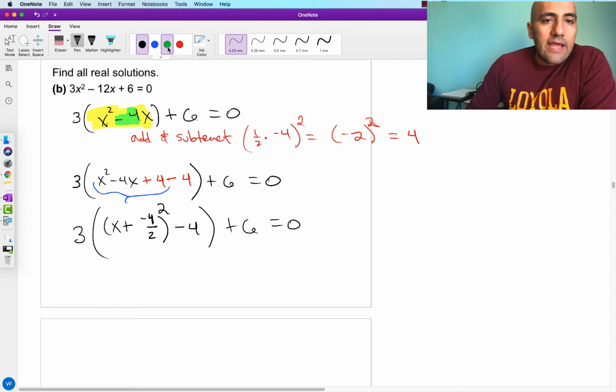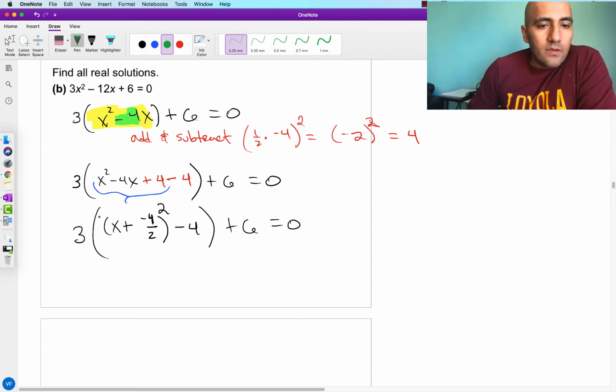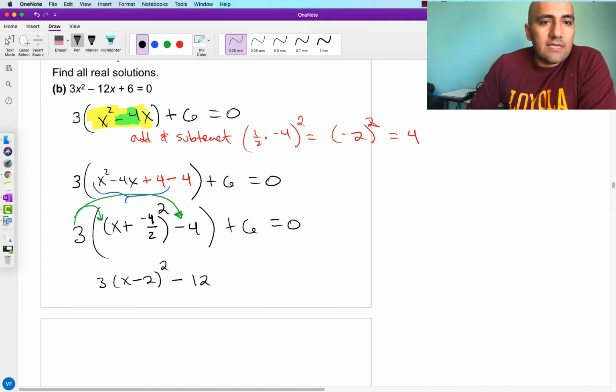Good. Okay, so next we're going to distribute this 3. This 3 applies there, and then this 3 also applies there. So go ahead and distribute that. I'll end up with 3 parentheses x, and now this simplifies to just give me minus 2, right? 1/2 times negative 4 is just going to be minus 2. So minus 2 squared minus 12, and that takes care of these outer parentheses.